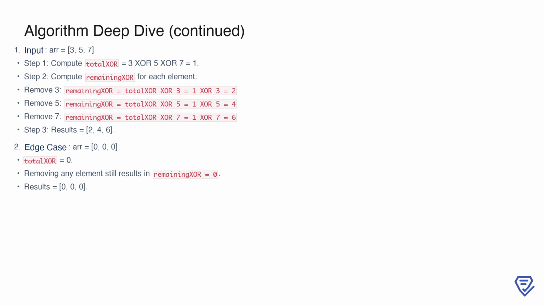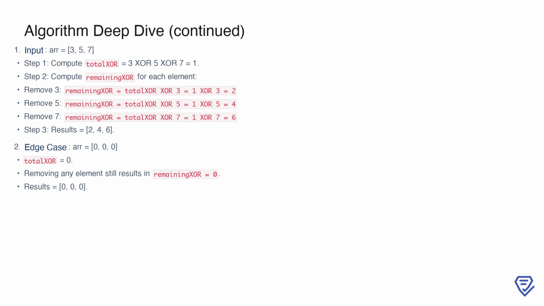For an edge case, think about an array like 0, 0, 0. Here, the total XOR is 0, and removing any element still leaves the XOR unchanged at 0. Thus, the results list becomes 0, 0, 0. These examples demonstrate how the algorithm handles both typical cases and edge cases efficiently, ensuring correctness across a variety of inputs.